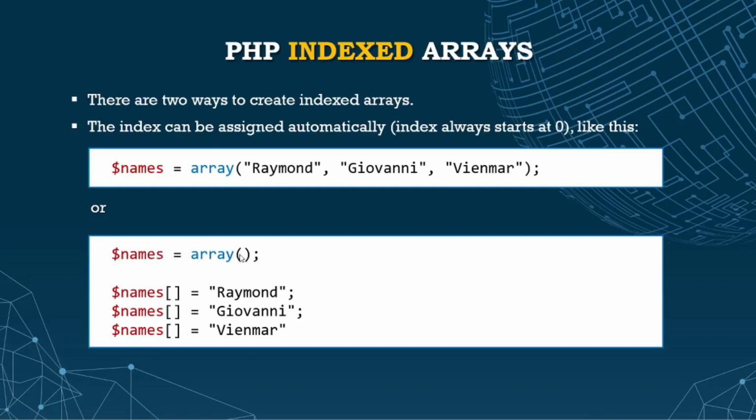And then another way of creating an array or index array, first of course, is to declare the array first so that we don't get undefined. And then, using the square bracket, that is how we add an item to the existing array. So, we assign Giovanni and Bianmar like this.